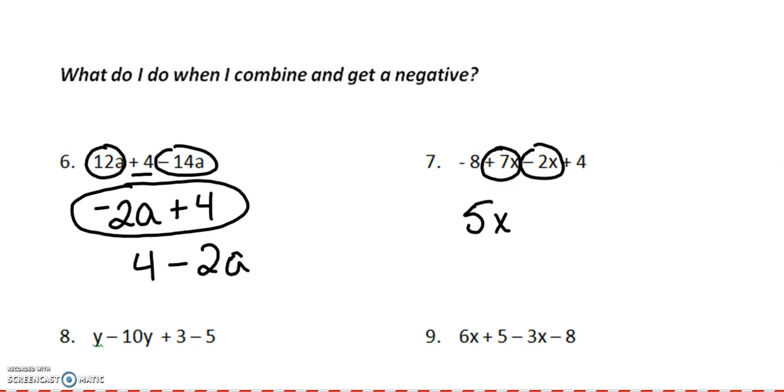Now let's do the constants, or the numbers that don't have variables. So I have a negative 8 and positive 4. Different signs, subtract, keep the sign of the higher number. So when I subtract, I get 4, but it's a negative 4 because 8 is bigger. So my expression now looks like 5x minus 4.